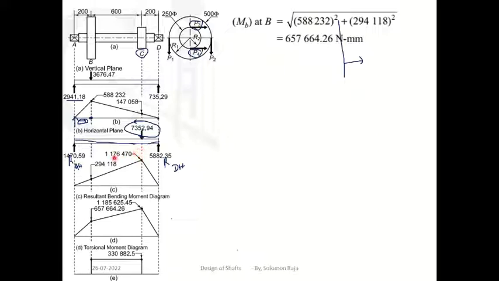So based on the similar triangle concept, this small triangle will have the breadth-height ratio that will be equal to this big triangle's breadth-height ratio. For this big triangle, breadth is from this point to this point. Breadth value is 800. Height value is 1176470. For the small triangle, breadth value is this point to this point. Breadth value is 200. So height value I don't know.